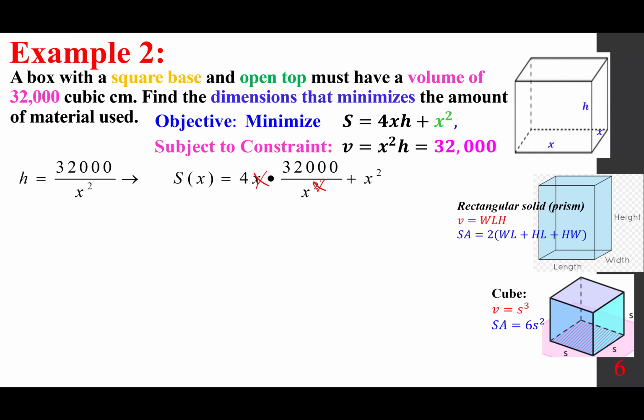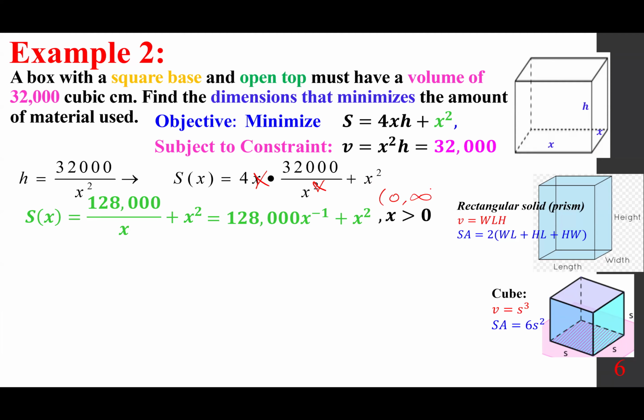X cancels out the exponent. We get 4 times 32,000, which is 128,000 divided by x, plus x squared. All right, and we want to get it ready for the next step, which is differentiation. So we are going to rewrite this as 128,000 x to the power minus 1 plus x squared, and x represents dimension, so it must be positive. In other words, we have an open interval of 0 to infinity.